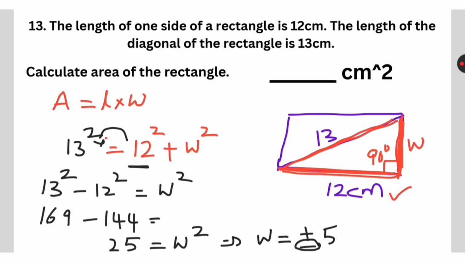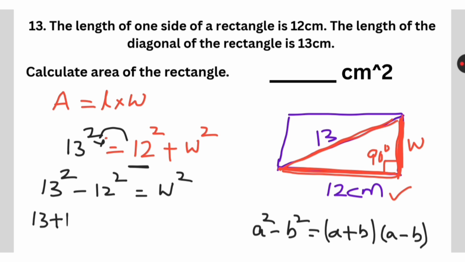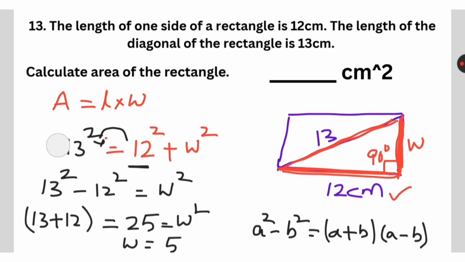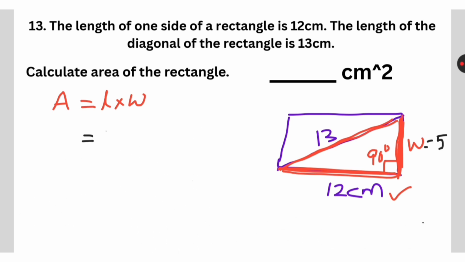If you know the values of 13 power 2 and 12 power 2, you can do it directly like this. If you don't know them, we can use a formula: a power 2 minus b power 2 is a plus b times a minus b. So instead of 13 power 2 minus 12 power 2, we can write 13 plus 12 times 13 minus 12. 13 minus 12 gives only 1, then 13 plus 12 gives 25. So that is our width power 2. Then the width is plus 5. So finally we got the width, which is 5, and we know the length, that is 12. So our area formula is length times width, that is 12 times 5, which is 60 centimeters square.